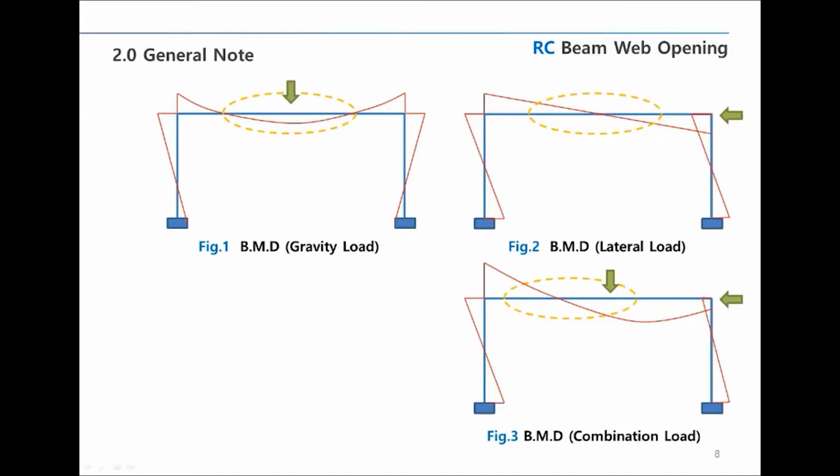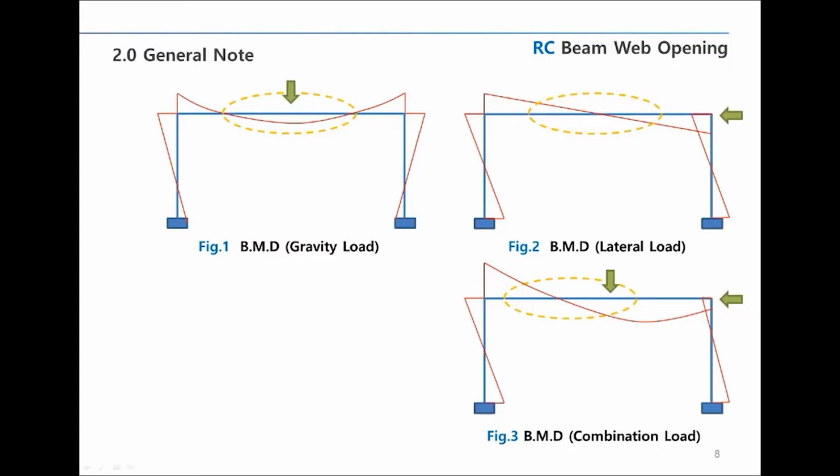I've briefly run an analysis on a single span from a rahmen structure to determine the relatively weak part of a girder. I analyzed figure 1 assuming that the gravity direction load is applied. This is the bending moment diagram. As you can see, the moment is relatively small in the middle section.